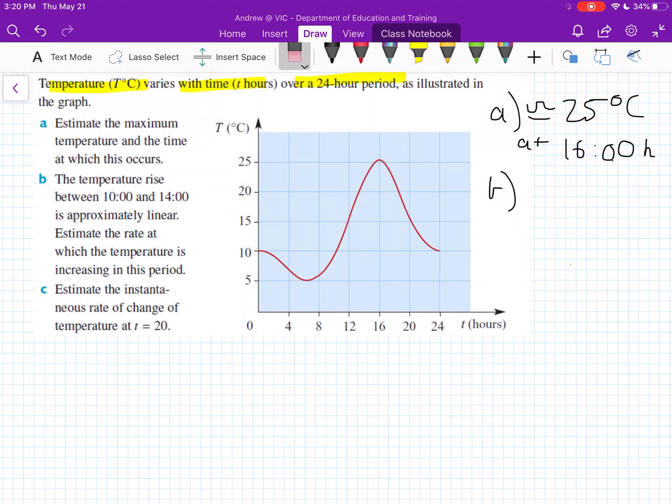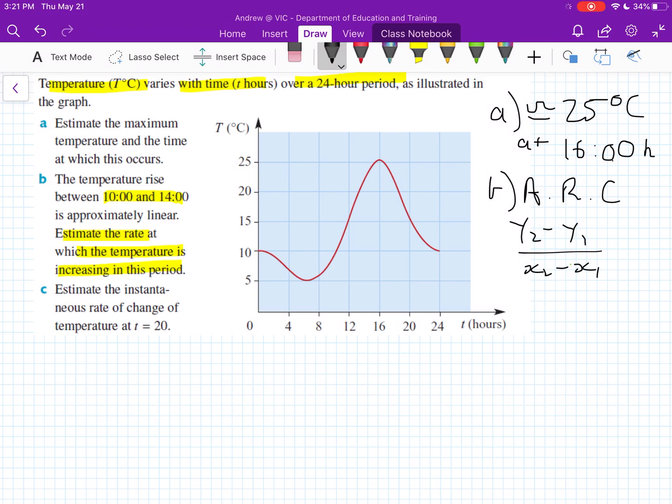Alright, our second question here, part B. The temperature rise between 10 and 14 is approximately linear. Estimate the rate at which the temperature is increasing in this period. Okay, so this is actually asking us for our average rate of change. And hopefully remember that's just our gradient. So you can do y2 minus y1 over x2 minus x1.